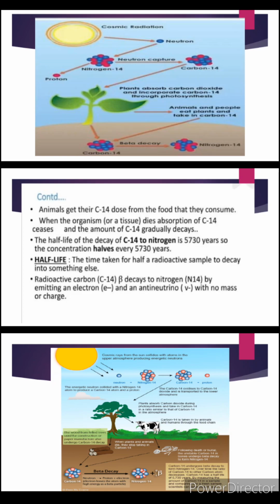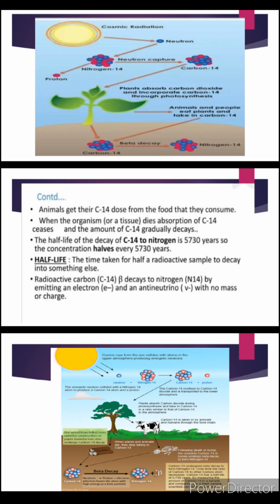The time taken for half of a radioactive sample to decay into something else. So it is the time taken for a radioactive isotope to half decay out of the total. Radioactive carbon, or C14, beta decays to nitrogen 14 by emitting an electron and an antineutrino. It is a part of chemistry.